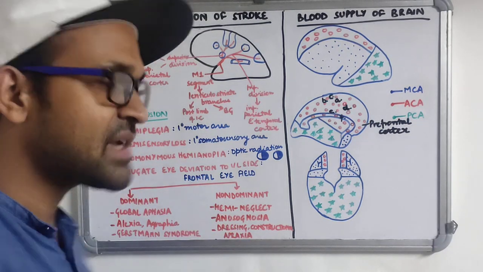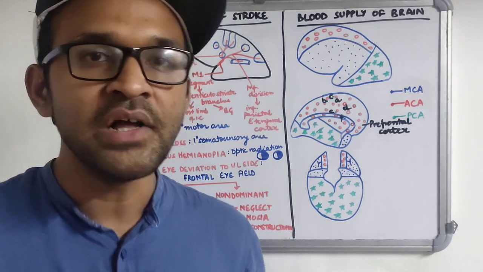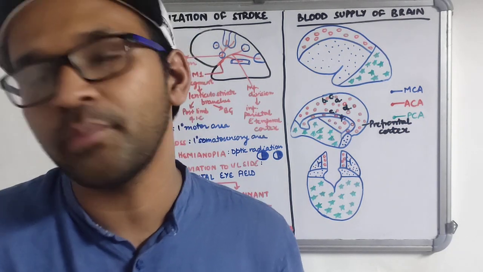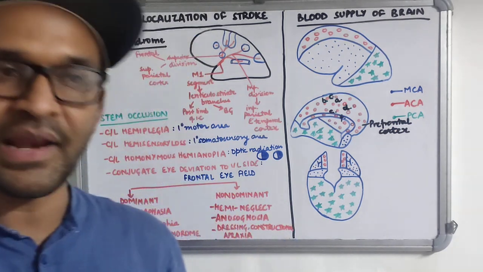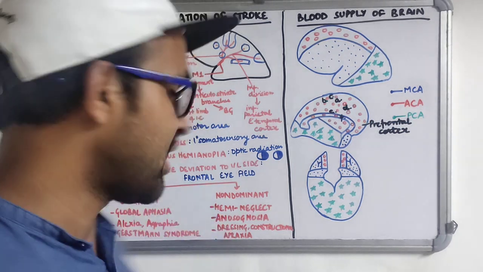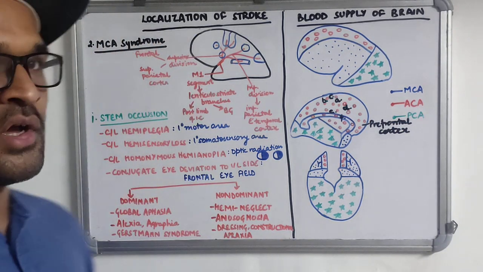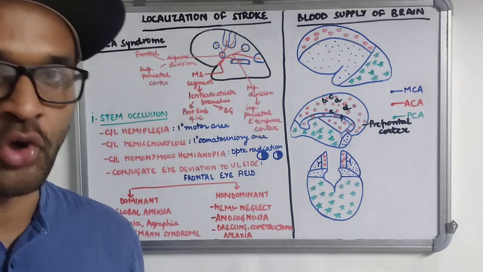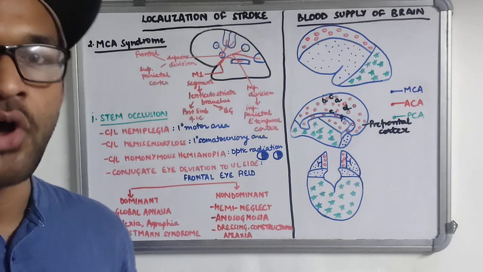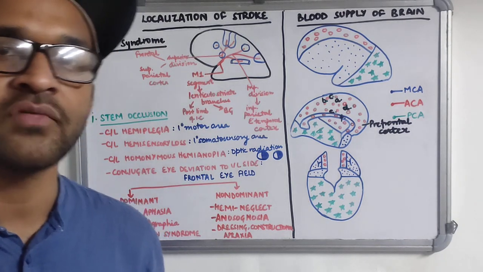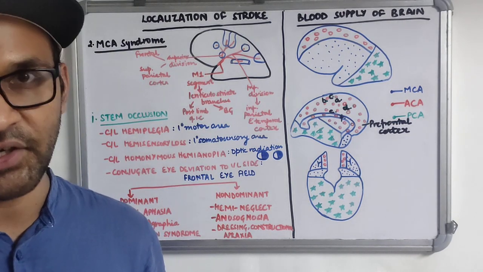And constructional apraxia means the patient is not able to draw single line drawings. Supposedly you ask him to draw a triangle, he will not be able to do so. Even simple line drawings, he is not able to do. That is constructional apraxia. So this is the whole spectrum of middle cerebral artery syndrome if it is occluded at its origin. Now we will discuss what happens if there is involvement of the superior division or inferior division.